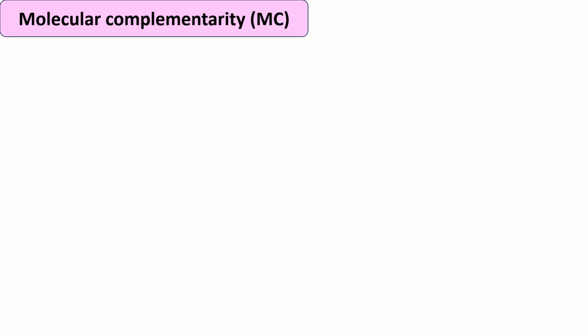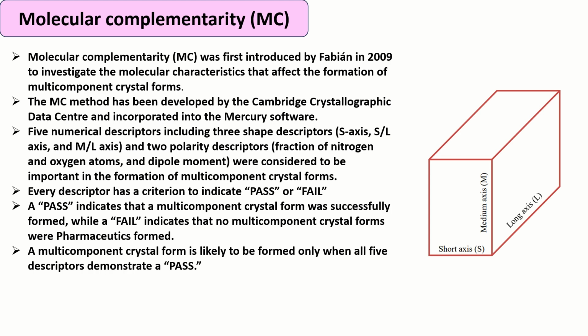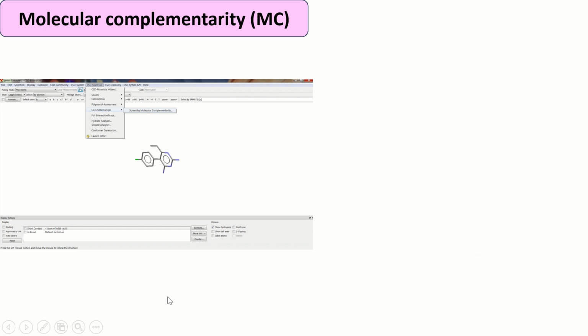So next is molecular complementarity. So there is a detailed description about molecular complementarity. You may read this by pausing this video. And for molecular complementarity, the same, you use Mercury, and go to the CSD Materials, and from CSD Materials go to co-crystal design and screen by molecular complementarity.